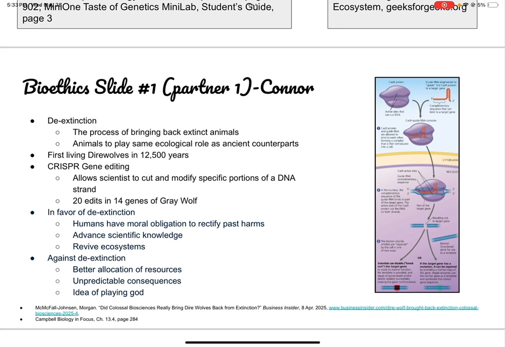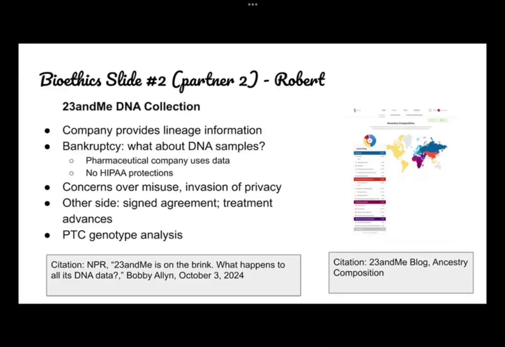Supporters argue we have an obligation to reverse human-caused extinctions and restore damaged ecosystems while advancing scientific knowledge that benefits all life. However, critics contend resources would be better spent protecting currently endangered species rather than resurrecting the dead. They warn of unpredictable ecological consequences and question whether humans should play God by reversing natural processes. As this technology advances, we must carefully weigh the potential benefits of ecological restoration against the risks of unintended consequences and resource misallocation in our fight to preserve biodiversity.